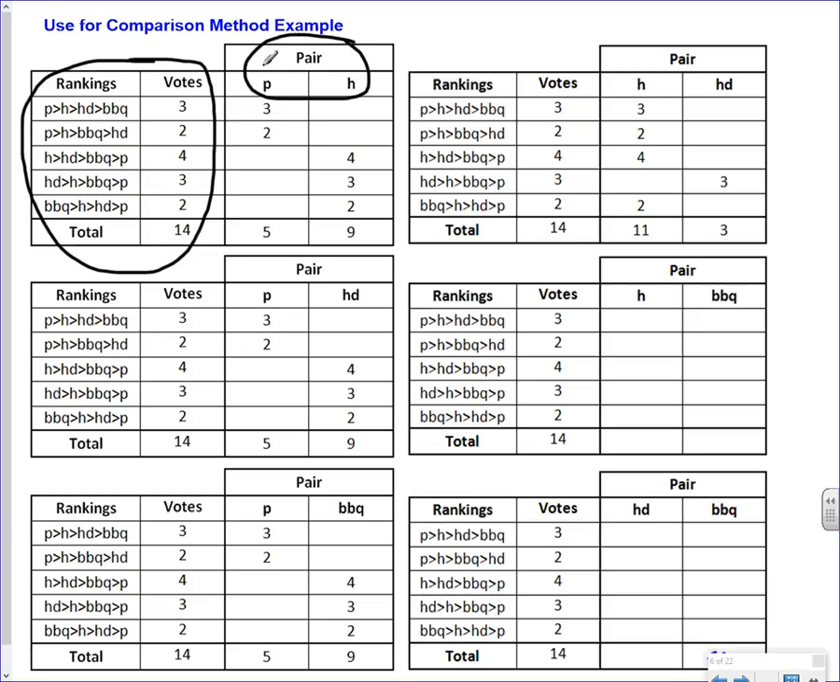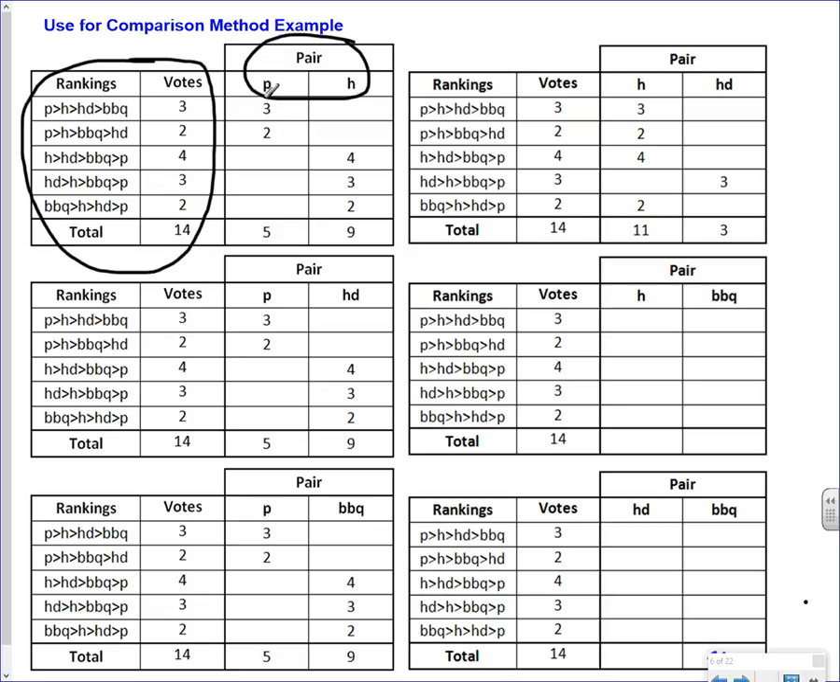So now what I'm going to do is, when I'm comparing pizza and hamburger, I'm only concerned with pizza and hamburger over here. Okay? So if pizza was ranked before hamburger, then pizza gets all the points, or all the votes in that case. If hamburger was listed before pizza, then hamburger gets all the points. Okay? So let's look at here, we've got pizza versus hamburger. So pizza is ahead of hamburger, right?